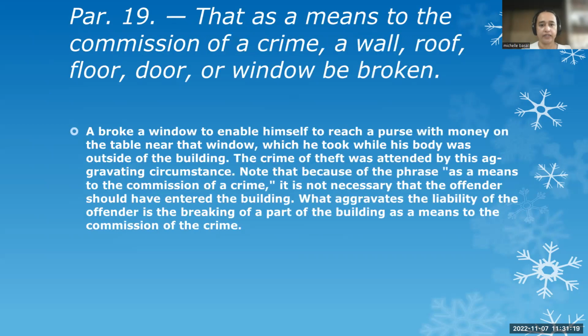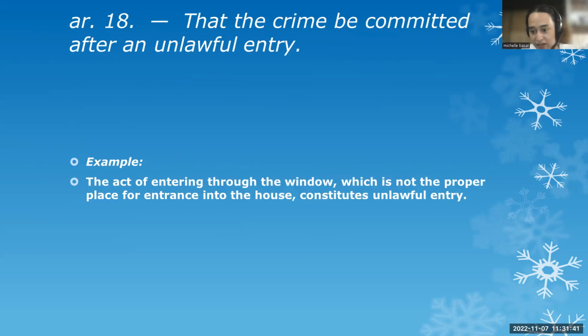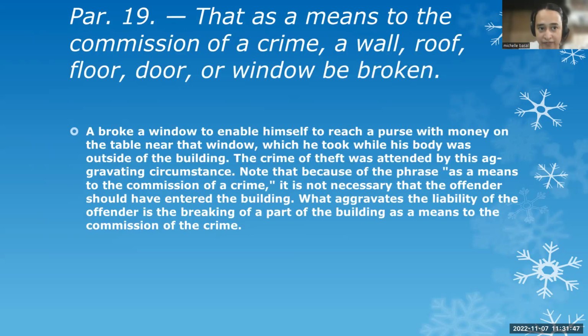Okay. Paragraph 19, that as a means to the commission of a crime, a wall, roof, floor, door, or window be broken. No, so iniliwat, for example, A broke a window to enable himself to reach a purse with money on the table near the window, which he took while his body was outside of the building. So, adi, wala man gubaan bintana. No, intact ang bintana. It's just that didto hiya umagi pagsulod na balay for paragraph 18. But for paragraph 19, purposely, may naging guba to enter, no, or to facilitate the crime. The crime of theft was attended by aggravating circumstance.